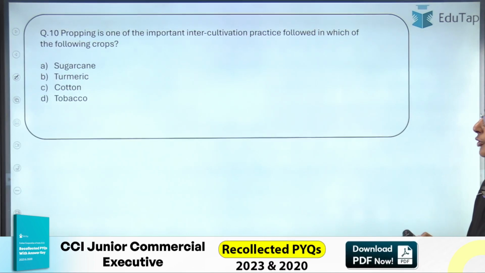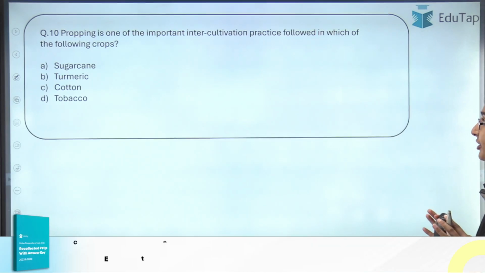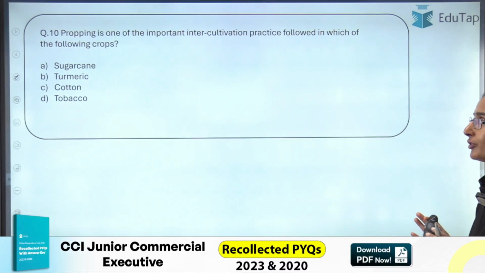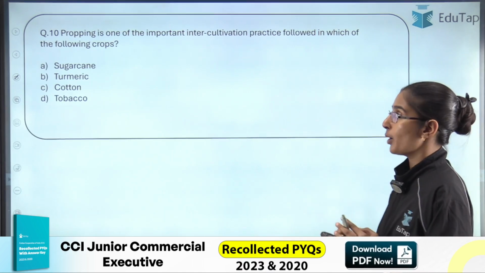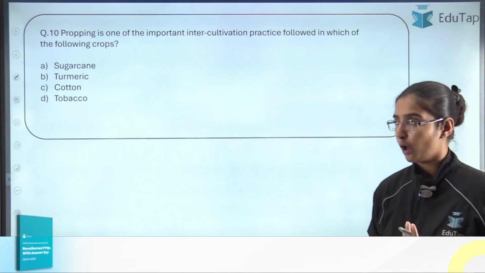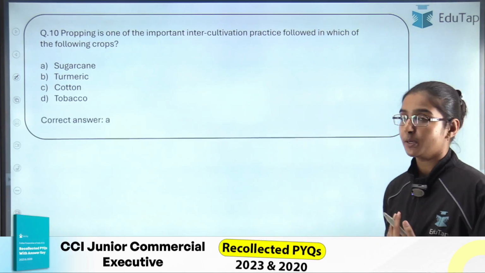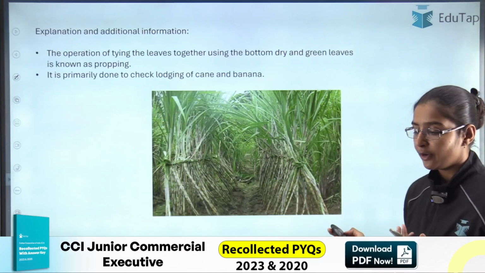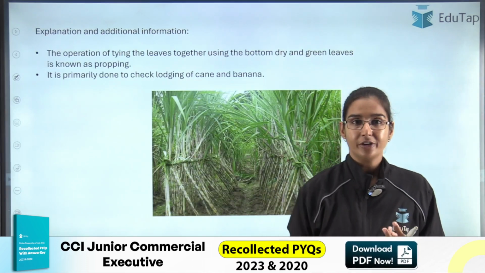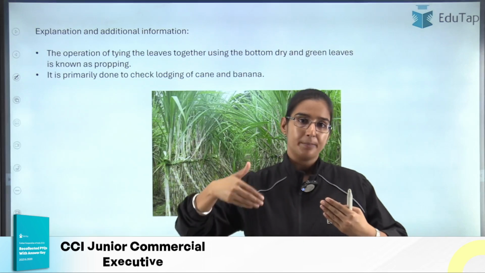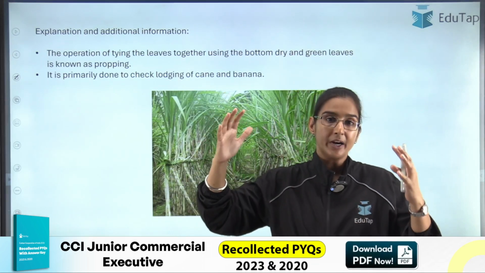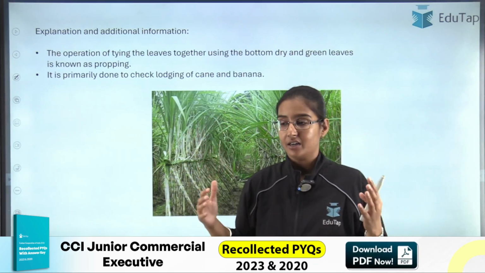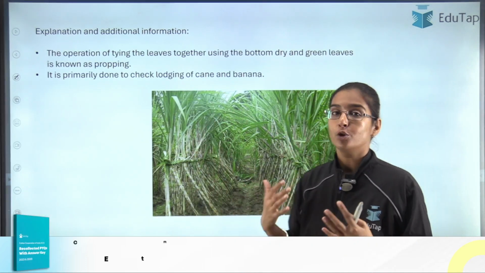The last question for today's class is, propping is one of the important intercultivation practices followed in which of the following crops? Right, so propping is done for which of the following crops? The correct answer here is option number A, sugarcane. In sugarcane, what essentially happens is, after the plant reaches a certain height, the plant becomes too heavy and is prone to lodging, right?